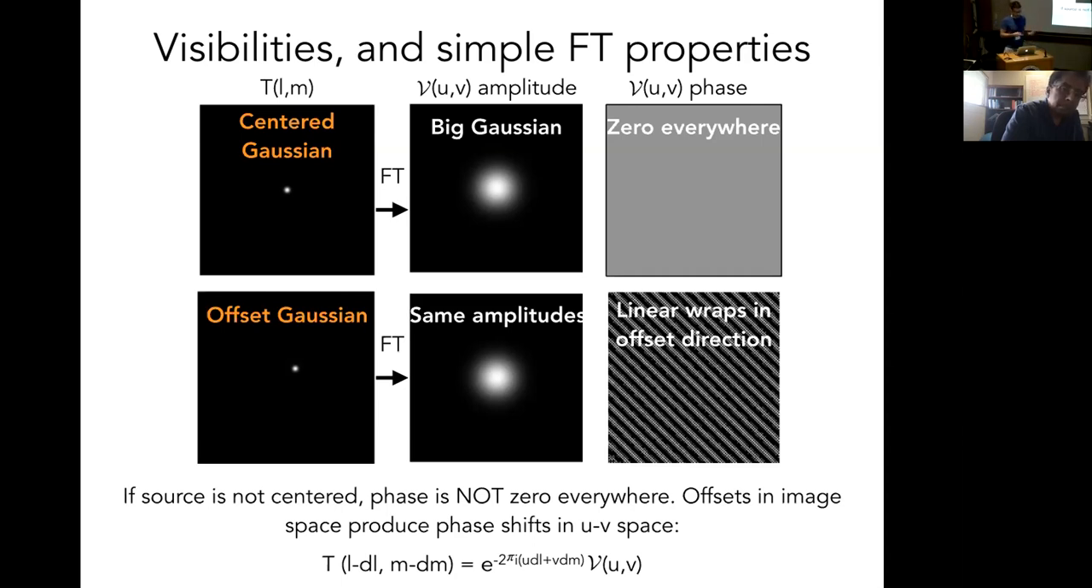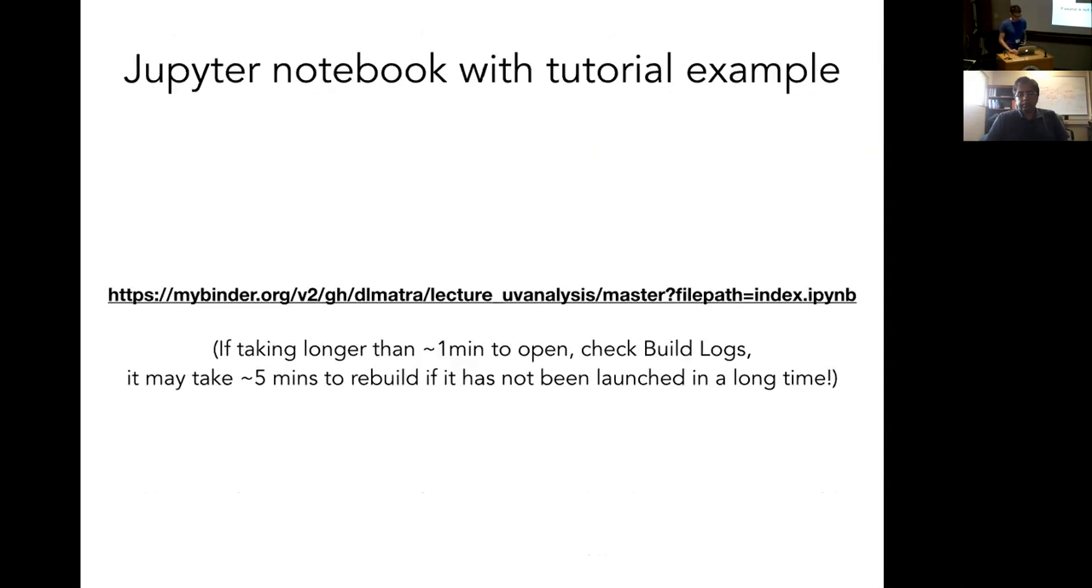And this is because of the Fourier property that an offset in image space is a phase shift in UV space, which produces these wraps. And once again, you can literally plug in the numbers here, and you will see this. So I encourage you to do it at home to just convince yourself of what's going on here.